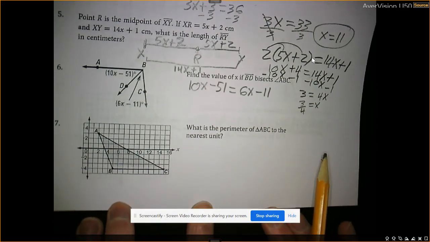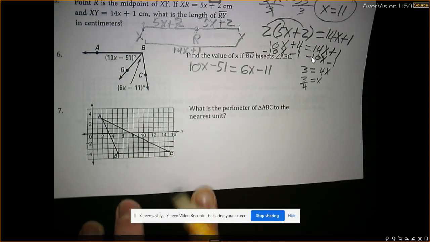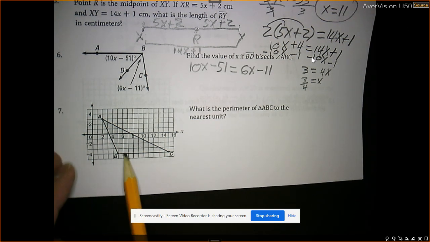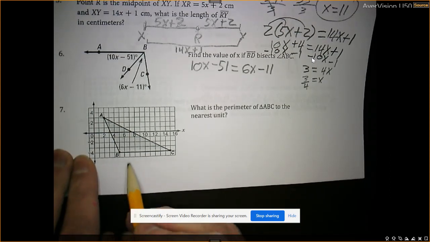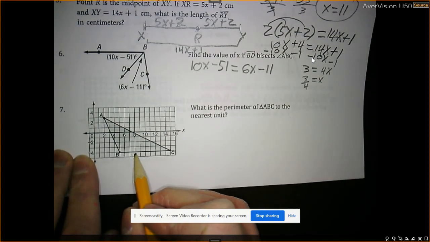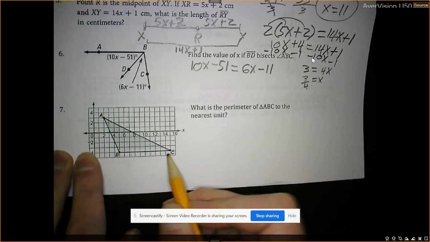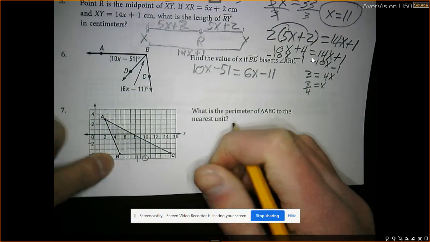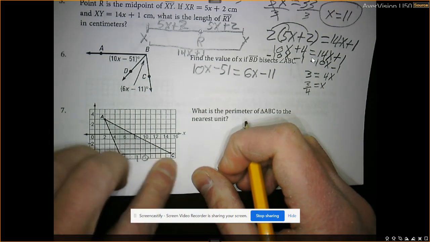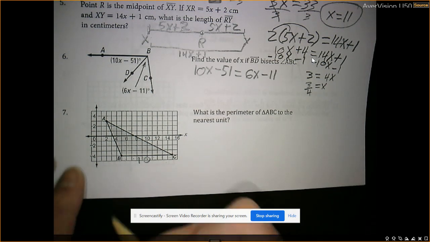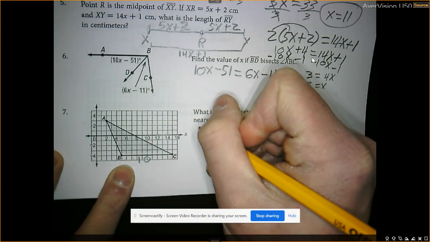Okay. Number 7, if you're asked to find the perimeter of something, well, the perimeter means the length of all of the sides added up. And BC, we can clearly see, right? BC is 1, 2, 3, 4, 5, 6, 7, 8, 9, 10. So it's going to be 10 plus the distance between A and B and the distance between A and C. So again, what are the ordered pairs of each of these?